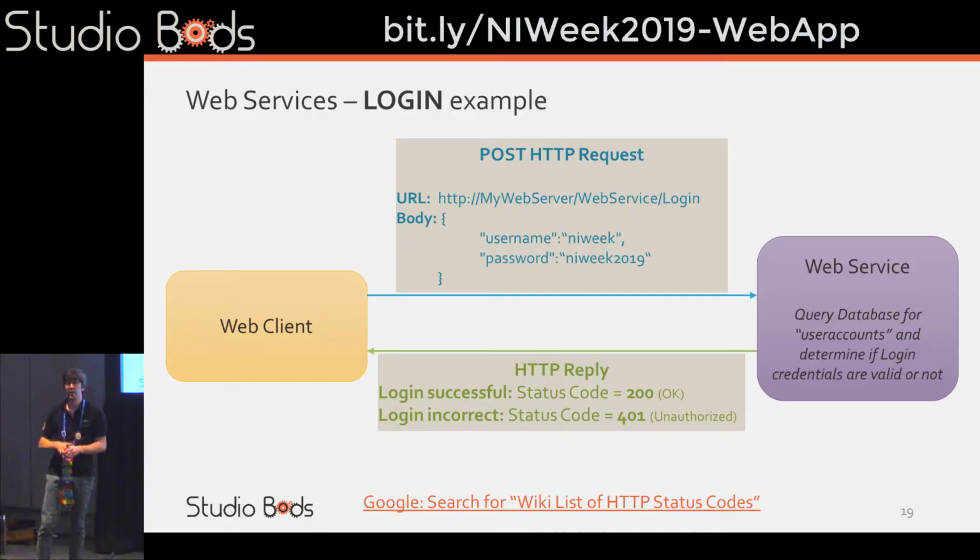So what happens when I click on my login button on my web application? I do a POST HTTP request to the URL where my web service runs, so web service/login. The body of my POST request contains the username and password as a JSON object. The web service receives that request, queries the database, checks the user account table, and verifies if the credentials are good. If the credentials are good, we send the status code 200, which means OK. If you provided an invalid username or password, we send 401.